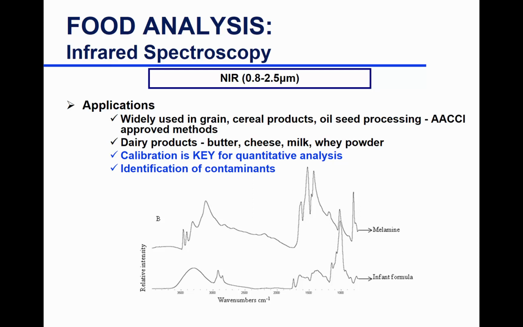It can be used for identification of contaminants, and here's an example where this is the IR spectra of infant formula, and this is the IR spectra of melamine. If melamine is present in your infant formula, then you will see certain stretches and bending of the bonds at particular wave numbers, and you can detect whether melamine is in your sample or not.